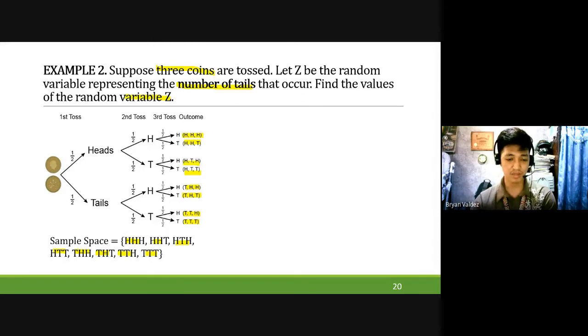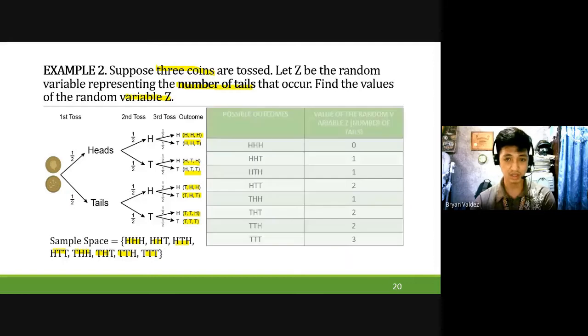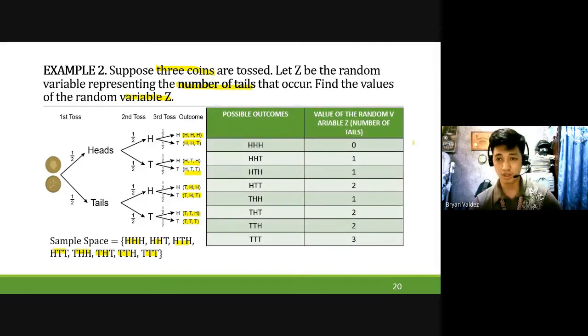Now, we are going to represent this now using the table. So, we're gonna do a two-column table. So, just list all the possible outcomes, and then the value of the random variable z, which is the number of tails. So, bibilangin natin per outcome kung ilan yung lumabas na tail.